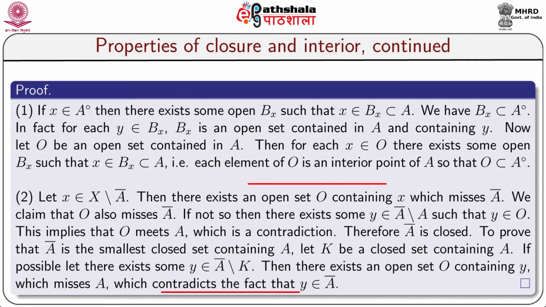To prove that A bar is the smallest closed set containing A, let K be a closed set containing A. If possible, let there exist some Y belonging to closure of A minus K. Then there exists an open set O containing Y which misses A, which contradicts the fact that Y belongs to A bar. This completes the proof of this theorem.